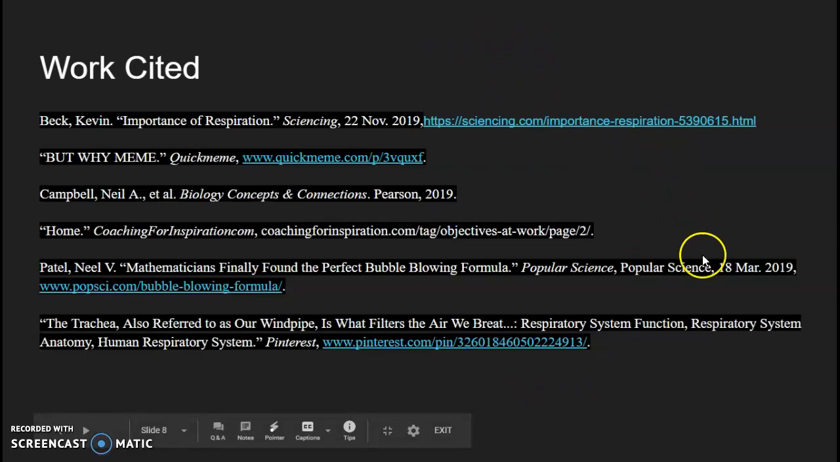Here's my works cited, and I hope we were able to cover all three objectives, and you can understand now what gas exchange is.